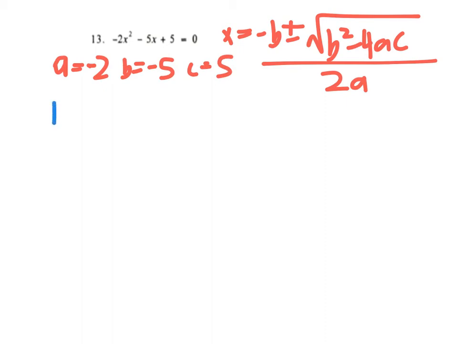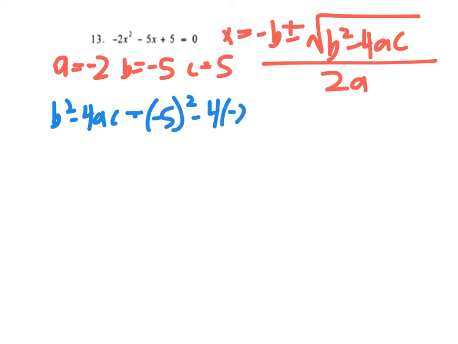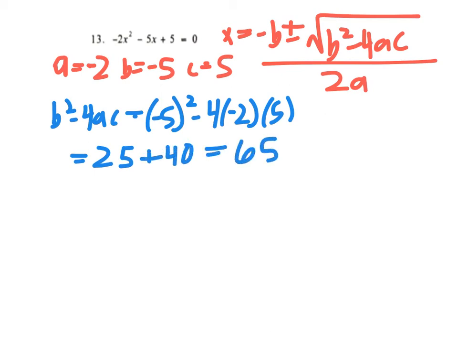I'm going to start by finding b squared minus 4ac. So I'm going to have negative 5 squared minus 4 times negative 2 times 5. When I square negative 5, I have 25. Negative 4 times negative 2 gives me a positive 8, times 5 is 40. So I have plus 40 here. So this whole thing, if I add it together, gives me 65.